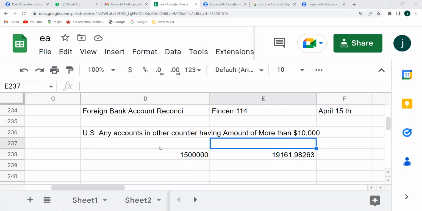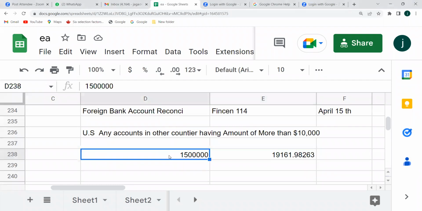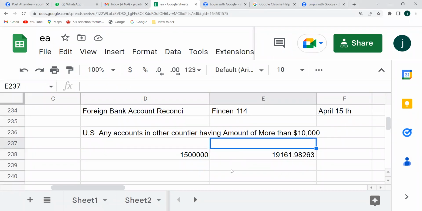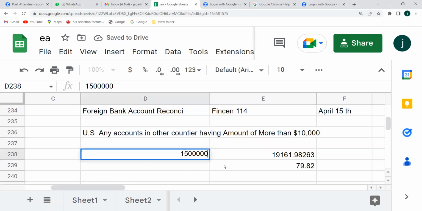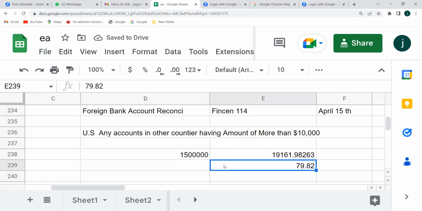So your bank balance is, say for example, 15 lakhs. The IRS is saying that your bank balance as on 31st December is 15 lakhs. The IRS will give you the conversion rate, which will be 79.82, for example. So 15 lakhs divided by 79.82, from Indian currency to US dollars, gives you 90,161.